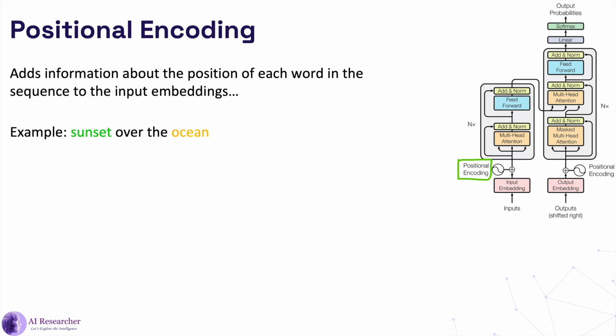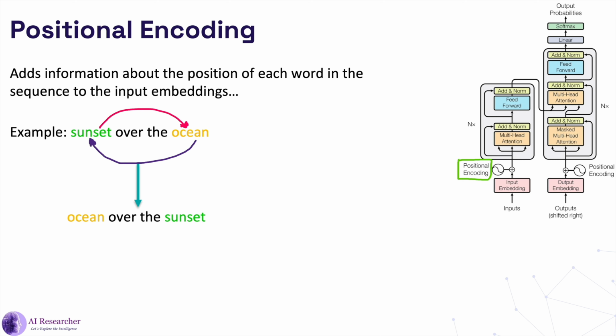So let's continue with the same example, that is sunset over the ocean. In this sentence we see sunset is at first place and ocean is at fourth place. Let's swap these words. The sentence we get after swapping is ocean over the sunset, and definitely we are not looking for this meaning, so the meaning is completely changed. That is why the transformer needs to take into consideration the position of the words, and that's why positional encoding is very important.